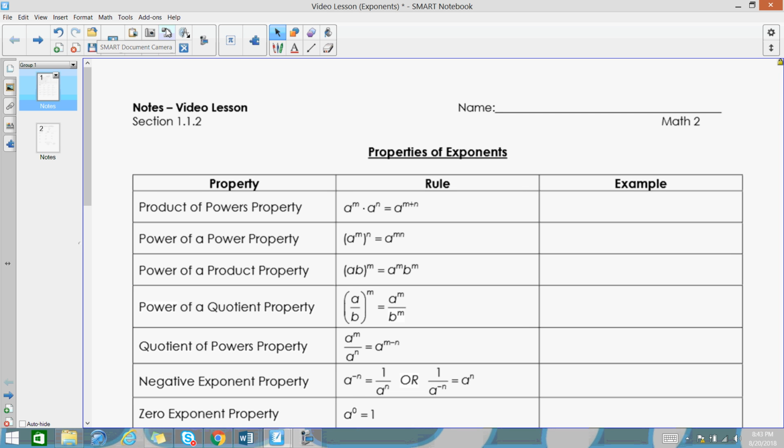All right, hi kids. So today what we're going to do is go over properties of exponents. This is a nice little review of things that you did in Math 1 or even in 8th grade. Just kind of going over this again.